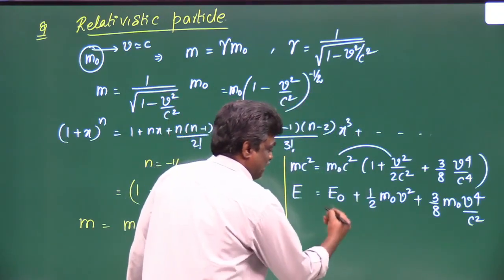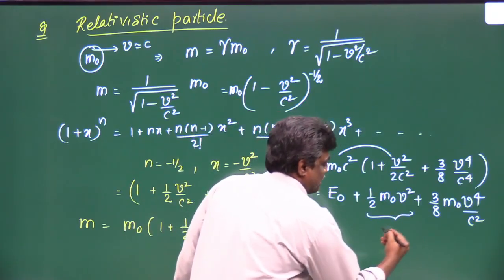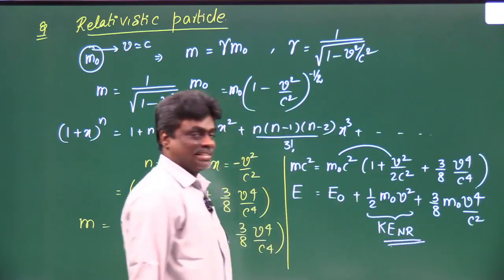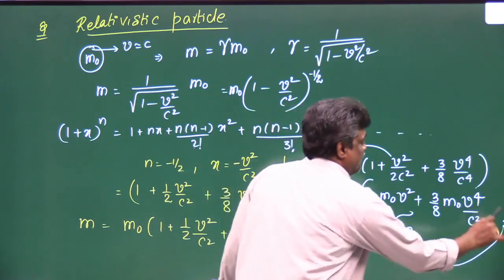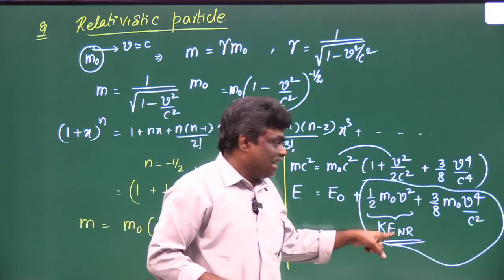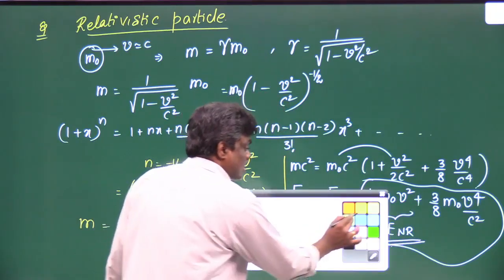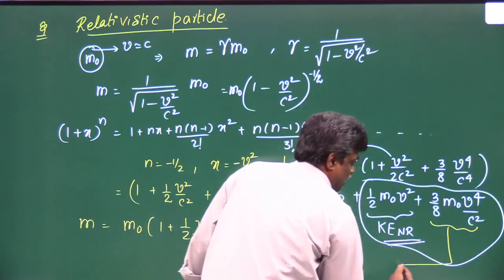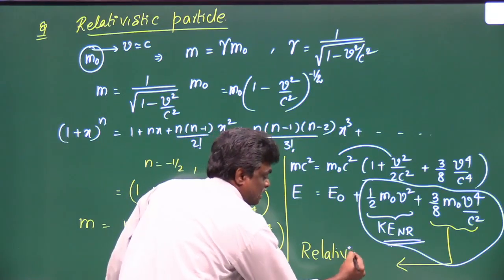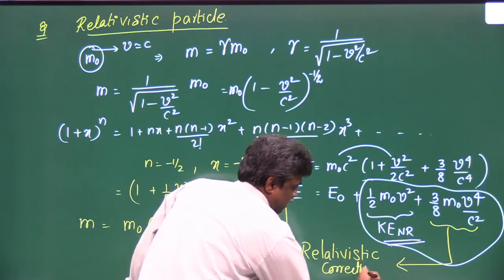So if you see carefully, this is of course the rest energy, and this is the kinetic energy. This is the non-relativistic kinetic energy. So this entire thing is the kinetic energy of the relativistic particle. This is the non-relativistic kinetic energy, plus some correction is there. So we can say this term is the relativistic kinetic energy correction, or simply the relativistic correction to the kinetic energy.